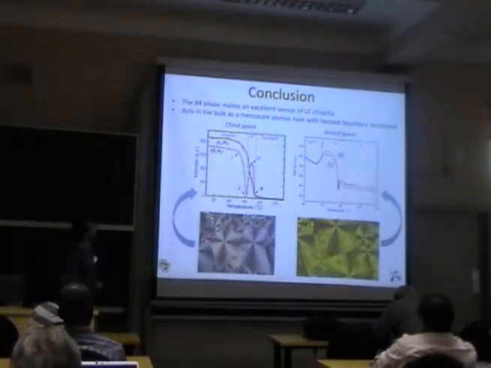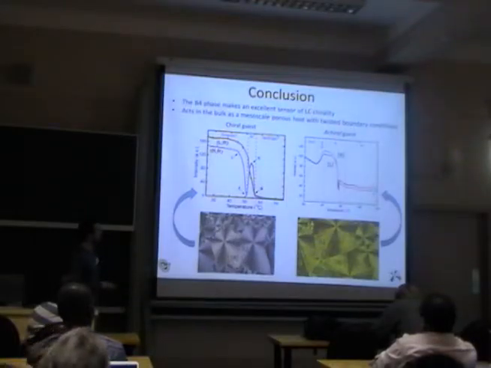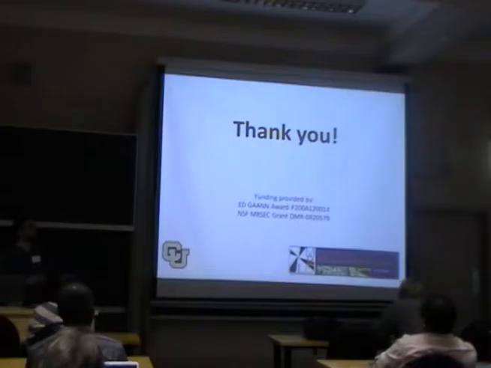So to conclude, we find that the B4 phase makes an excellent sensor of liquid crystal chirality, and it acts in the bulk as a mesoscale porous chiral host with twisted boundary conditions. And so for comparison, here's the intensity plot that we found for the chiral guest, the one I just showed, and here's one with an achiral guest where the difference in the intensity is minimal, and optically you can't tell the difference, whereas here we have this interesting optical property. And that's it. Thank you.